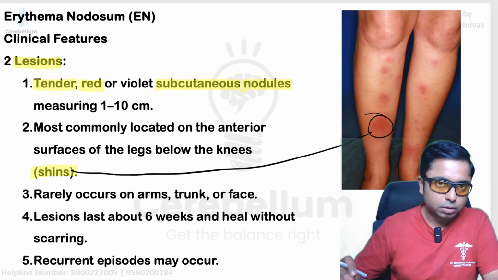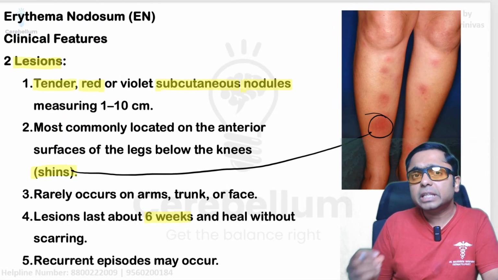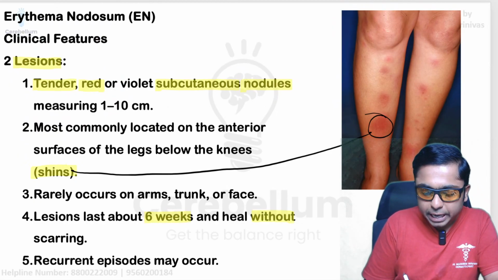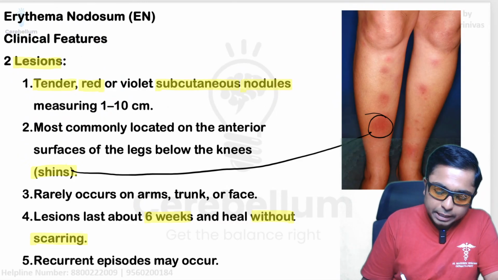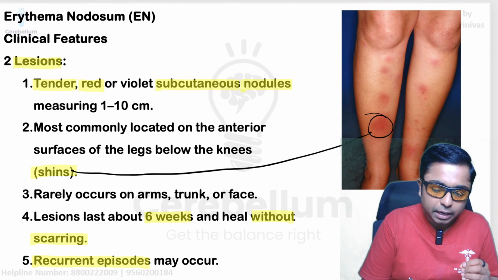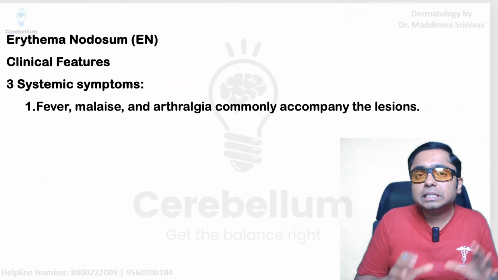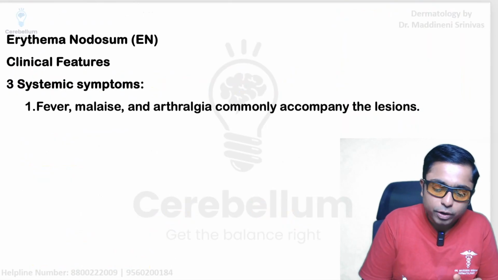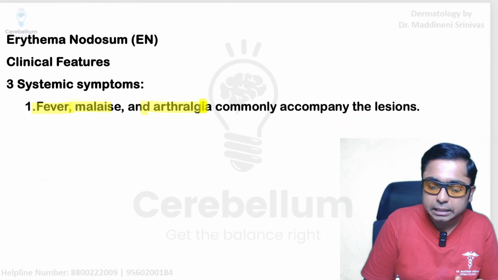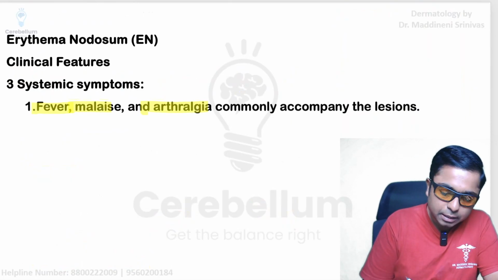Rarely it can be present on other areas, but for your purpose, remember shin with erythematous tender subcutaneous nodules is always erythema nodosum. Okay, and lesions last about 6 weeks and heal without any scarring. There will not be any scarring, but the problem is that it is recurrent in nature. It is a recurrent condition, and the patient is not only going to have the skin lesions, but they are also going to have fever, malaise, arthralgia. So constitutional symptoms will also be present in patients with erythema nodosum.